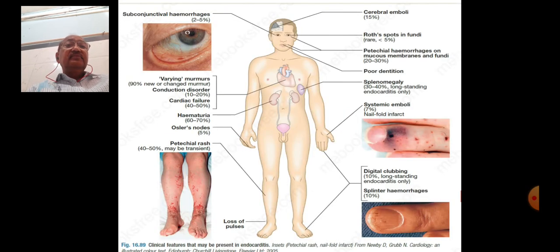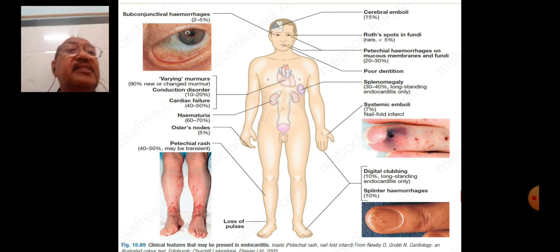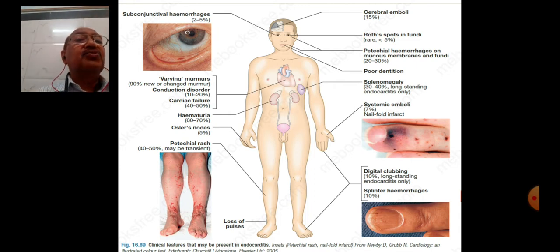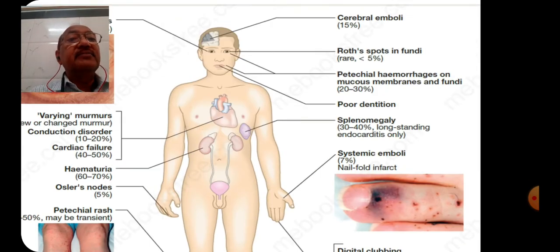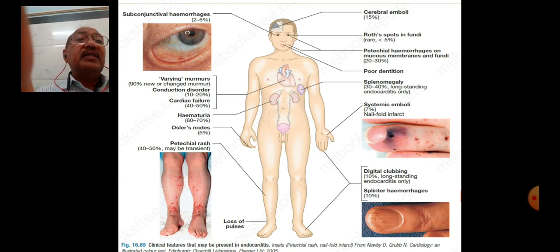The clinical presentation: there might be involvement of the heart, skin, and many other organs. Then there could be immune complex mediated injury manifestations and embolic phenomena. So in the brain we have cerebral emboli. In the eyes we have Roth's spots in the fundi.